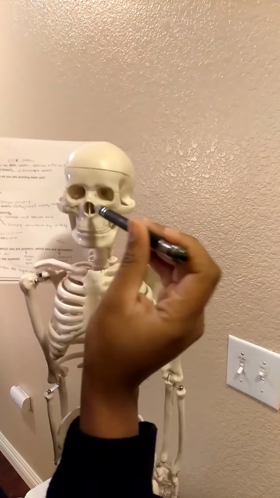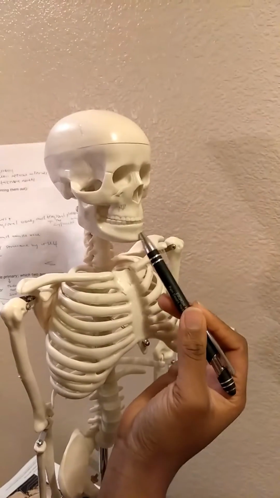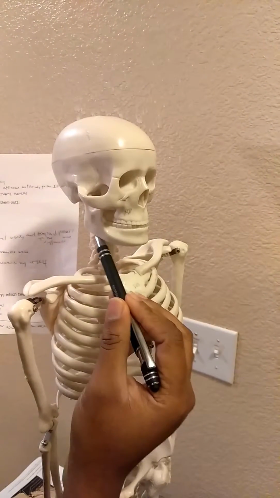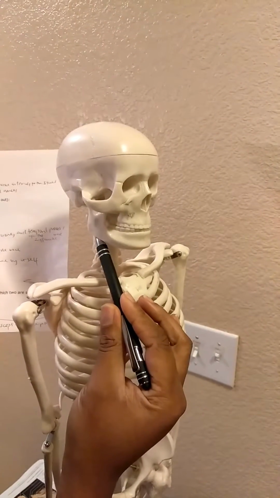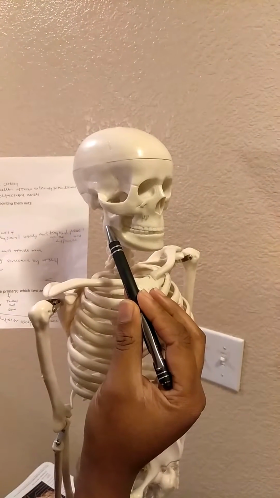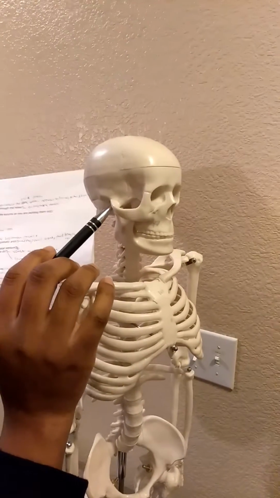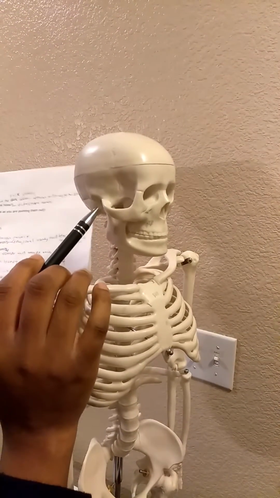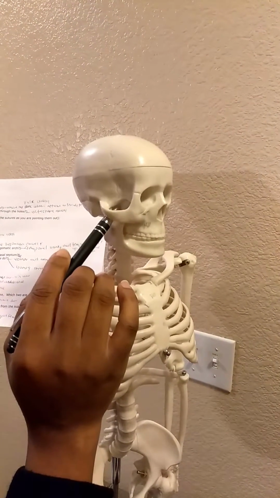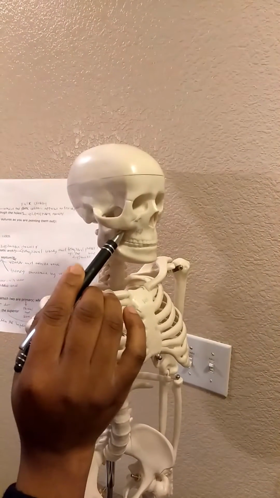What does this bone do? It is a bony structure by itself. The mandible is right here, and the mandibular angle is right here where I'm pointing, and the ramus is right here, and the mandibular condyle is right here, and the mandibular notch right here, and the coronoid process right here.